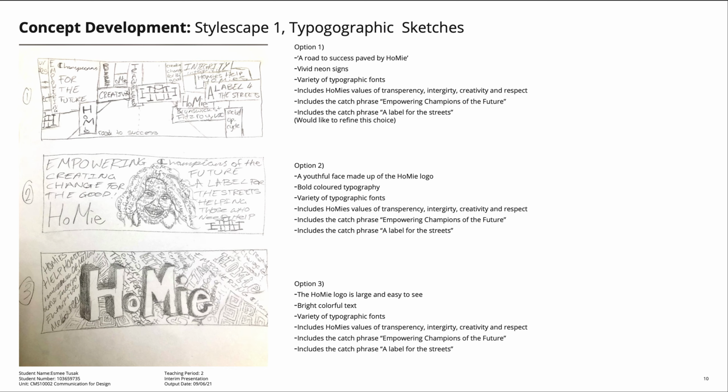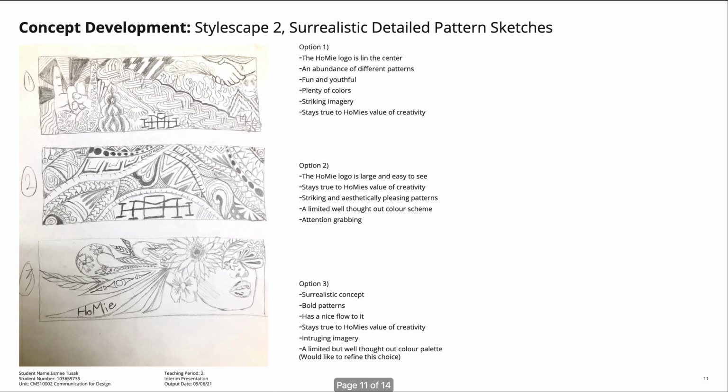Moving on to my sketches based on my second stylescape, you can see that the first option seems a bit chaotic and high energy. It would be created through doing collaging techniques and meshing different elements together. I didn't really like the way this one came out, as I think it was a bit too many different elements, and it's a bit overwhelming for people to look at.